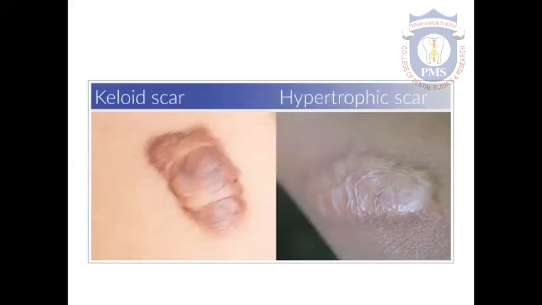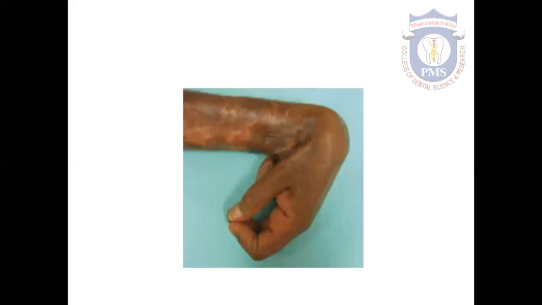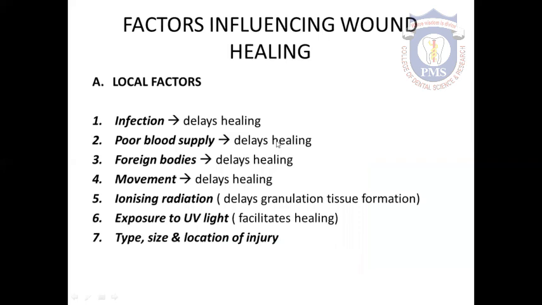So this is the picture of a keloid scar and a hypertrophic scar. In hypertrophic scar, the scar is confined to the borders of the initial wound, while keloids have tumor-like projections of connective tissue. This is a picture of excessive contracture which has happened in wound healing. Now coming to the factors influencing wound healing. Both local and systemic factors can influence wound healing.